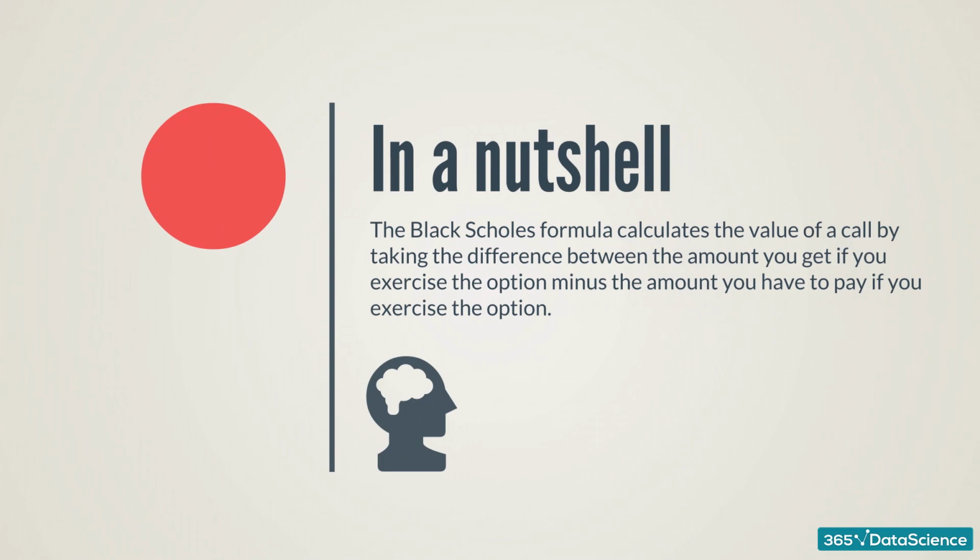If someone asks you to explain the Black-Scholes formula with a single sentence, you can simply say, "The Black-Scholes formula calculates the value of a call by taking the difference between the amount you get if you exercise the option minus the amount you have to pay if you exercise the option." Easy, right?